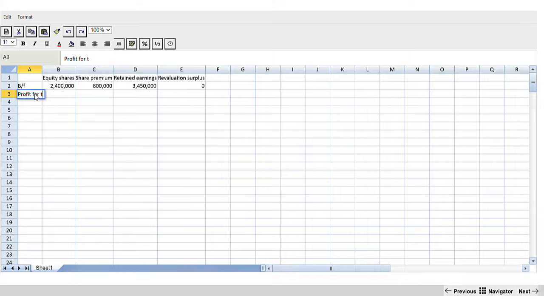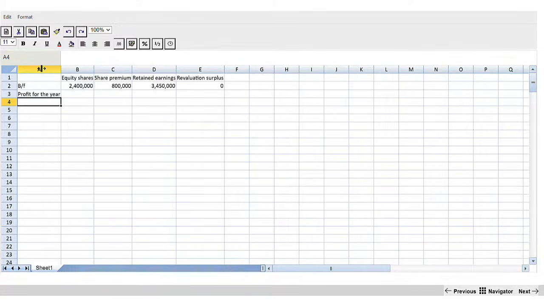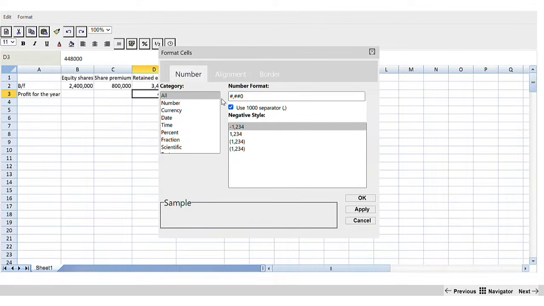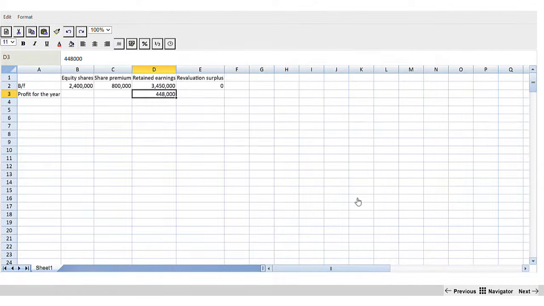Let's put in the profit for the year, under my retained earnings figure. So again, 448,000. I'm sure there's a better way of doing it, we'll work it as we go along. But let's just use that number separator for the thousands. You've got 448,000 there. It takes a few seconds. It just means that you're right, doesn't it?